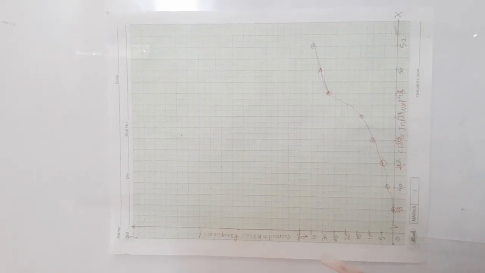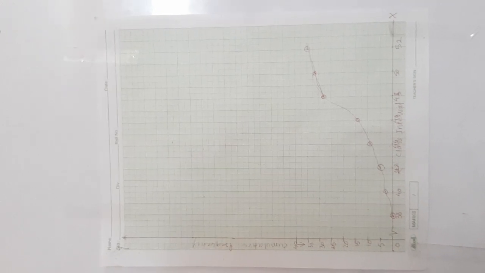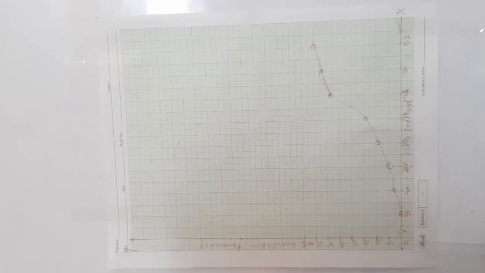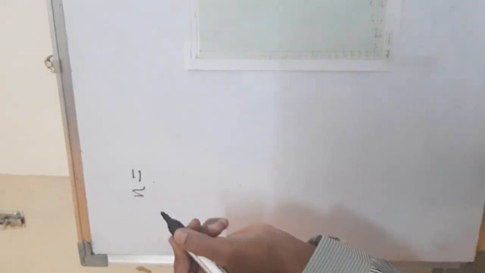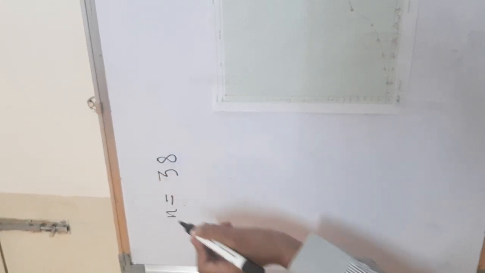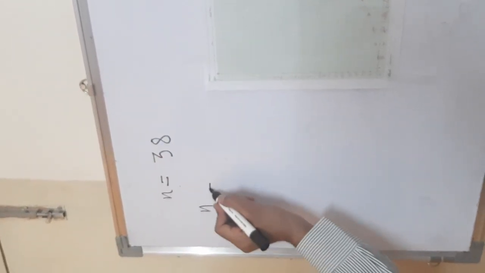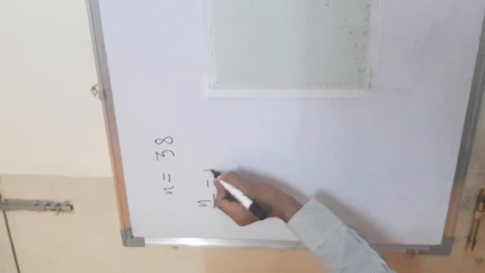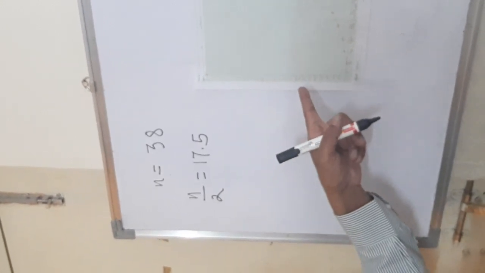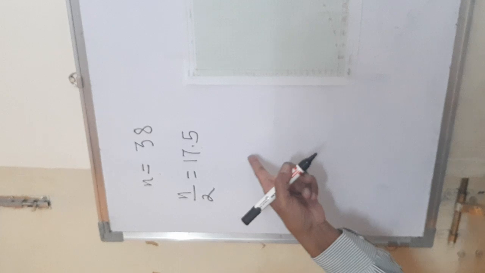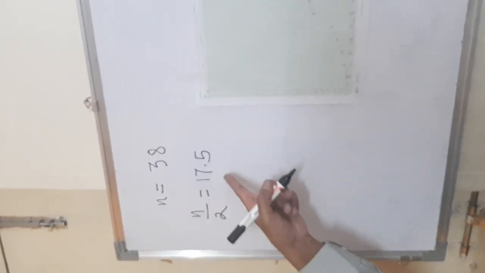Now what is the method to find the median on the graph? We have to see n. N we have seen in the sum. N was, not 18, sorry, it was 38. So we have to take n by 2. N by 2 is 38 upon 2, which is 17.5. N by 2 is equal to 17.5. This is the way to obtain the median on the graph.